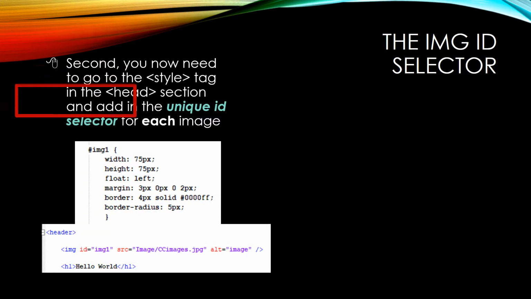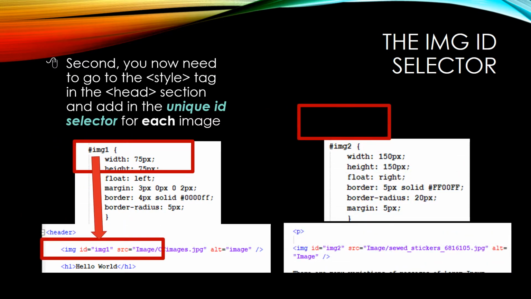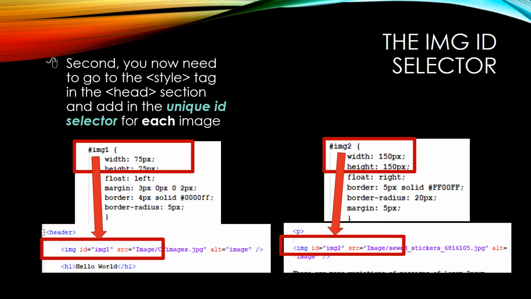The second step now is to actually create the unique ID selector for each image, and we will do that by going up into the head section, find the style, and between the opening and closing style tag, we will create our unique selector, the number sign image 1, number sign image 2. It's best if you can to keep all your images in order so that you know you have them all together, so it's a lot easier to move them and change them and adjust them.